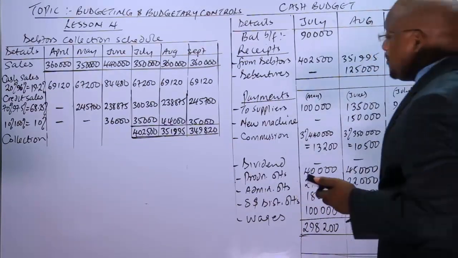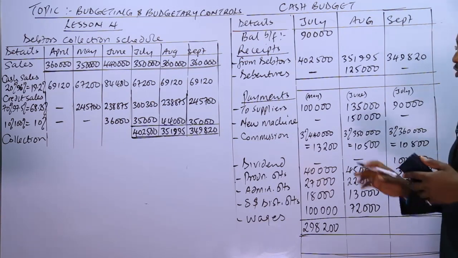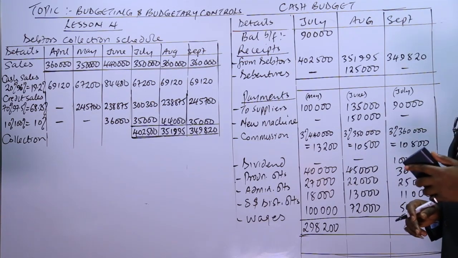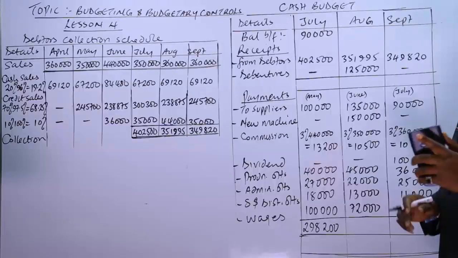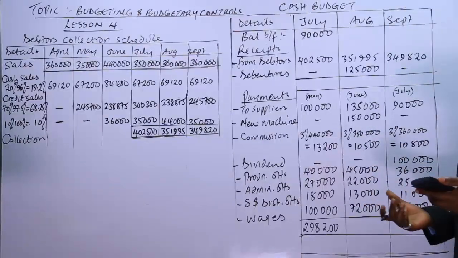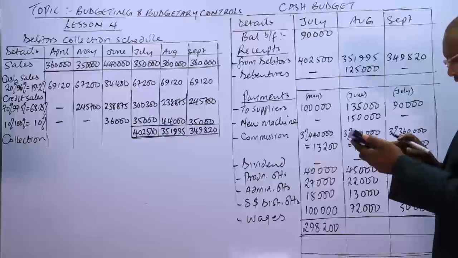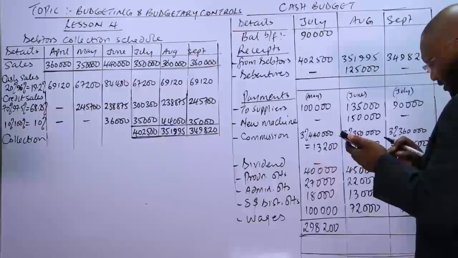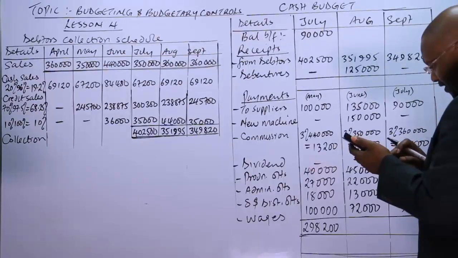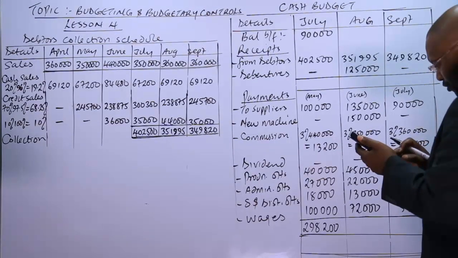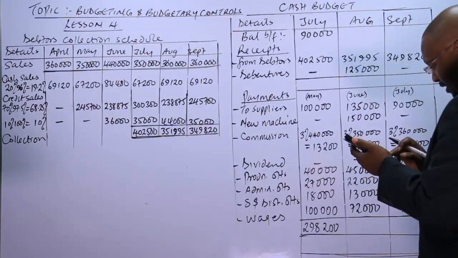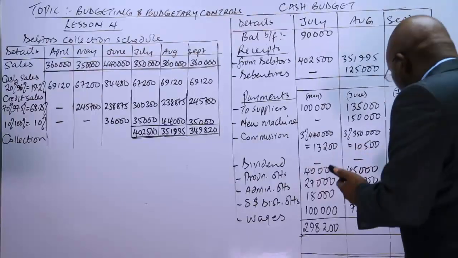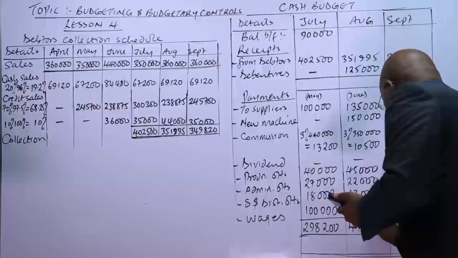This is giving us 298,200. This time you are not told that in the administration or any other expenditure there is overheads. No, there is depreciation. So therefore you cannot remove any amount of depreciation. So we have the other month is 135,000 plus 150,000 plus 10,500 plus 45,000 plus 22,000, 13,000, 72,000. This is giving us 447,500.